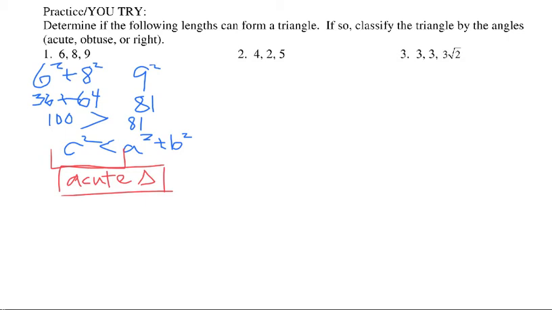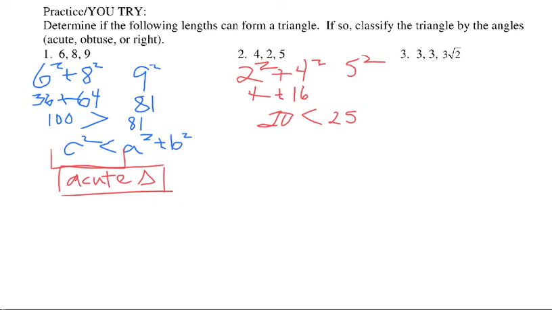All right, so for number 2, when you square the 2 squared plus 4 squared, you get 20. When you square the 5 squared, you get 25. And we know that the 20 is less than the c squared, so my 25. So my c squared is greater than the a squared plus b squared. Because we have a c squared that is greater than the a squared plus b squared, we have an obtuse triangle.